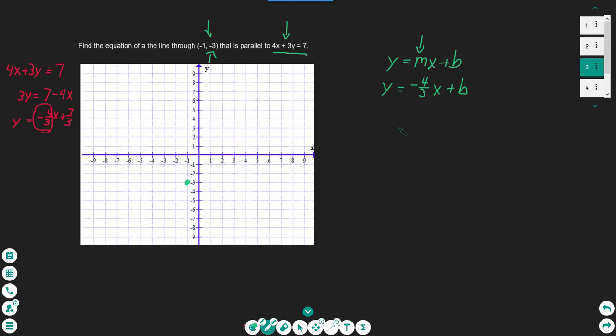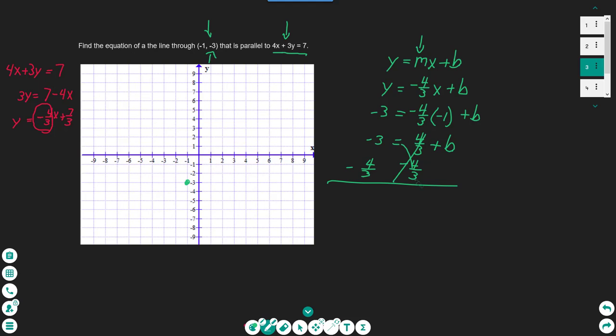So -1 is the x. So we have -4/3 times -1 plus b. And then the y is the -3. So we plug that in for the y. Now we just have to solve this out. So if we solve it, we have a -3, and this is going to be a +4/3 plus b. We're going to subtract the 4/3 from both sides.